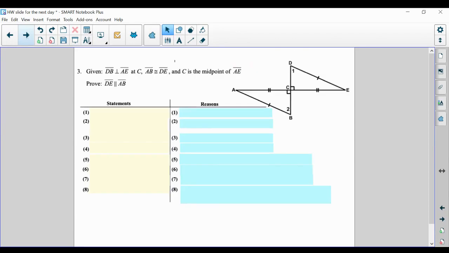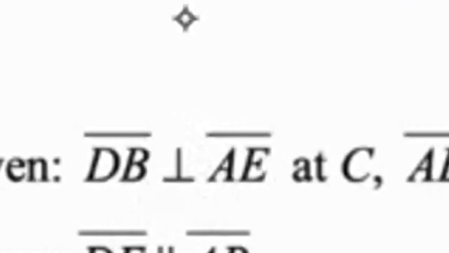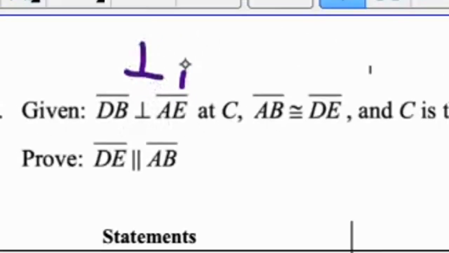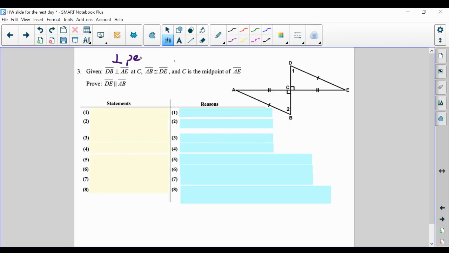So first we have to label the triangle. BD is perpendicular. The little side here, like an upside down T, that is perpendicular. Please take note, we have a little box here. That means they're 90 degrees.